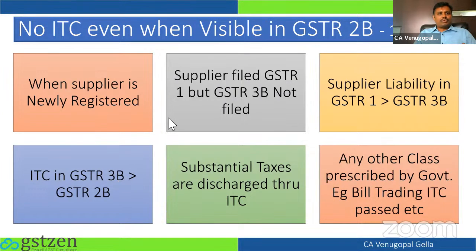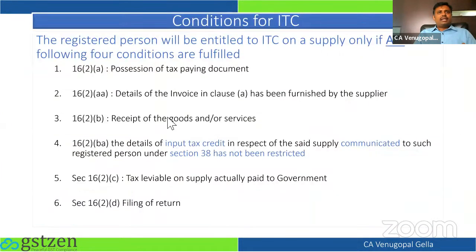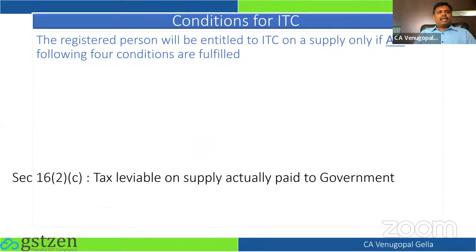Please be watchful. The next thing, we have seen 16(2)(ba). Next thing is the levied tax, which has been levied, should actually have been paid to the government. This is another thing that has come. Again, Bharti will show a demo of how you will be able to know it.